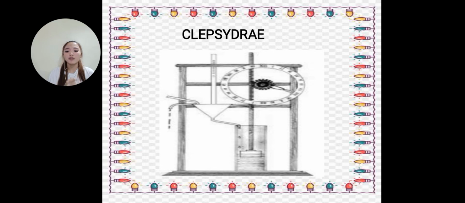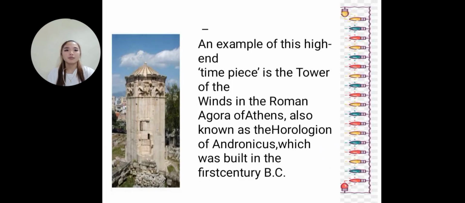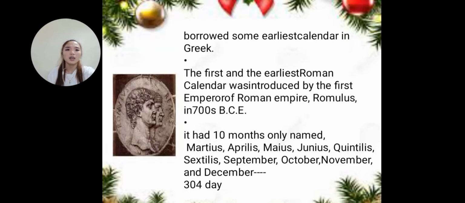In another form, a vessel was filled with water that was allowed to escape through a hole, and the time was read from graduated lines on the interior, measuring the level of the remaining water, with a stopper to control the rate of flow. An example of this high-end timepiece is the Tower of the Winds in the Roman Agora of Athens, also known as the Horologion of Andronikos, which was built in the 1st century BC. Borrowed some earliest calendar in Greek.